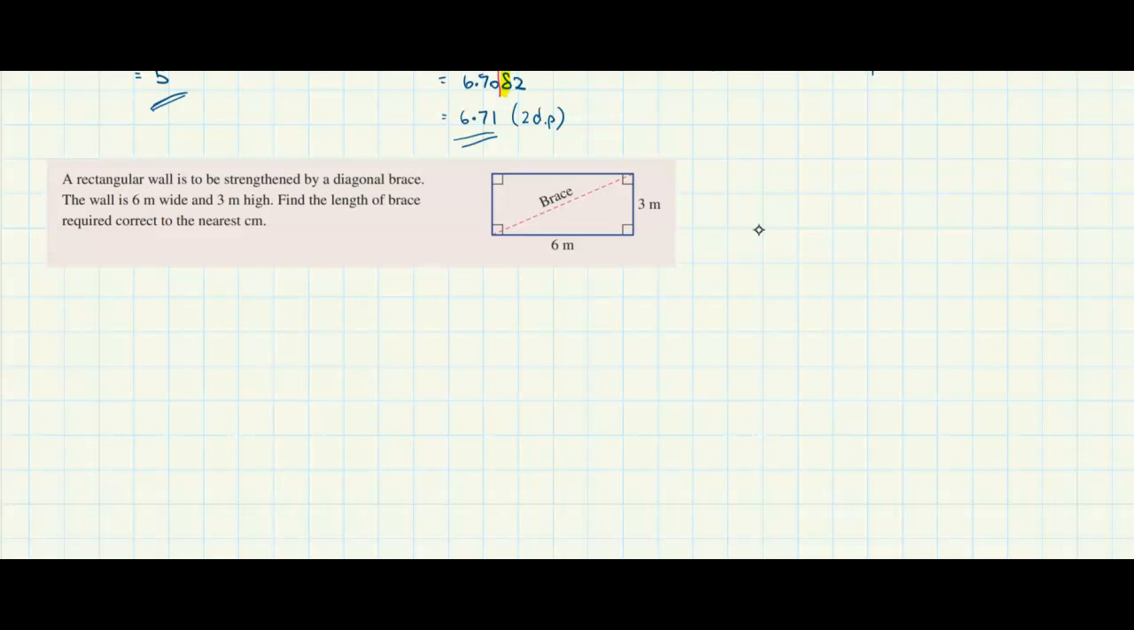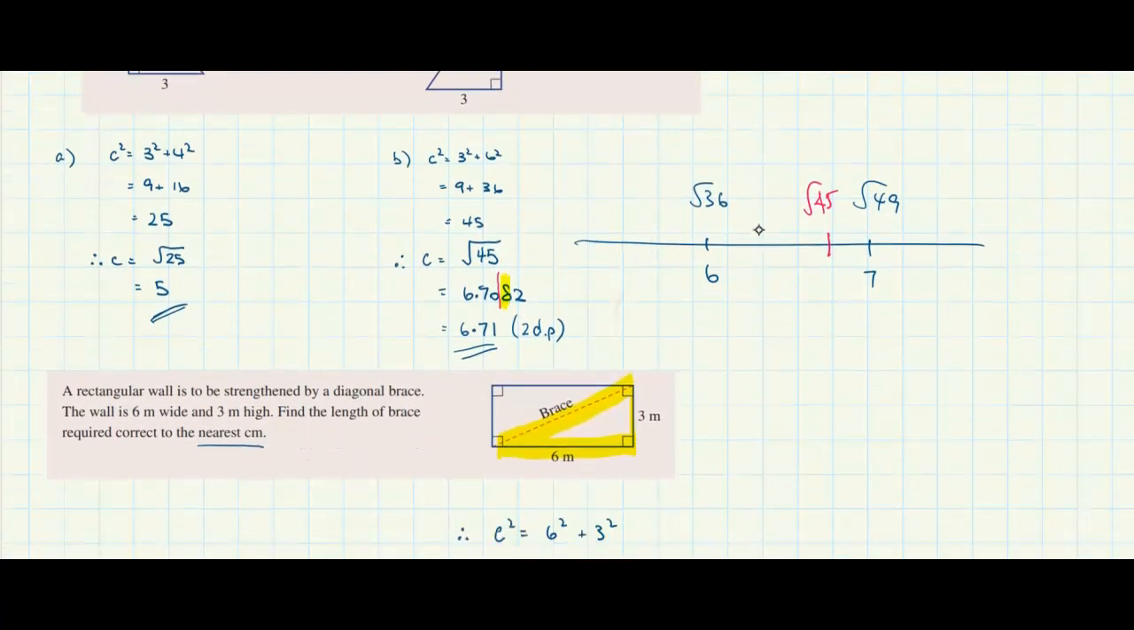Here's Pythagoras in action. This brace is a hypotenuse, isn't it? So I'm going to call the brace C and say C squared equals 6 squared plus 3 squared, because all I have here is a right-angled triangle. Let's find out the length of our brace. 36 plus 9. Hang on a sec, this looks familiar. C squared equals 45. Therefore, C is equal to the square root of 45. Didn't we just do this? It was up here somewhere. 6 and 3, no different.